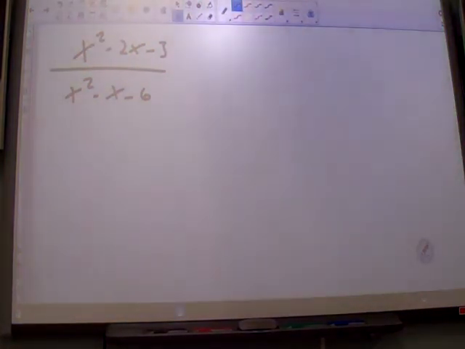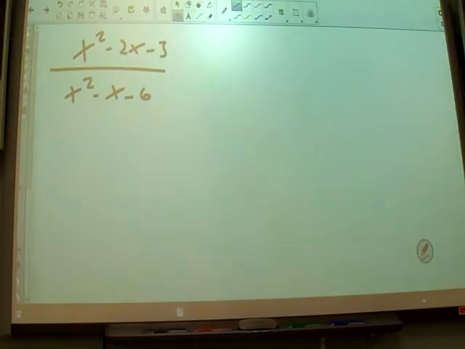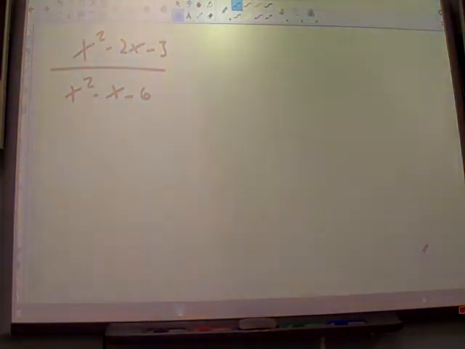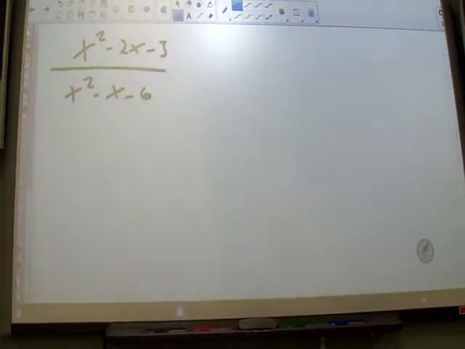So what you need to do is factor the top into 2 binomials, factor the bottom into 2 binomials, and then see if you can get your ninja sword out.